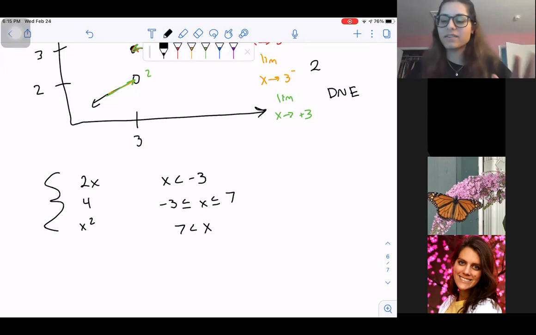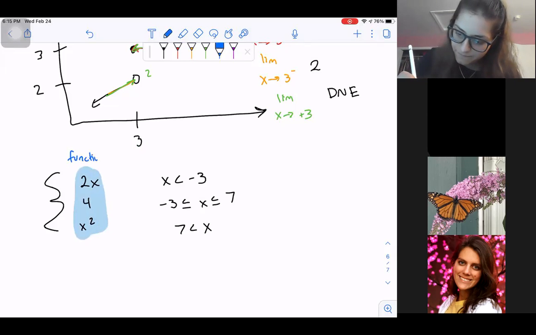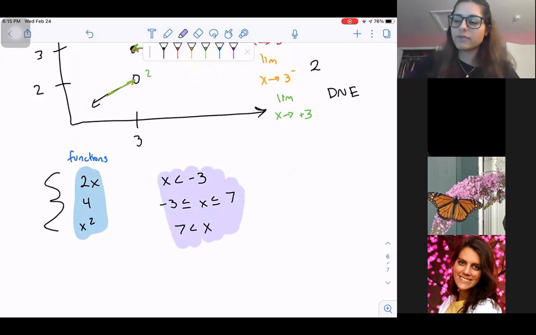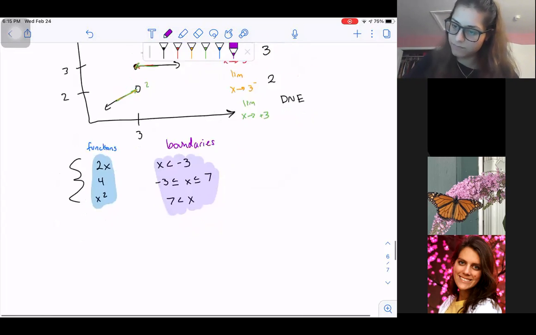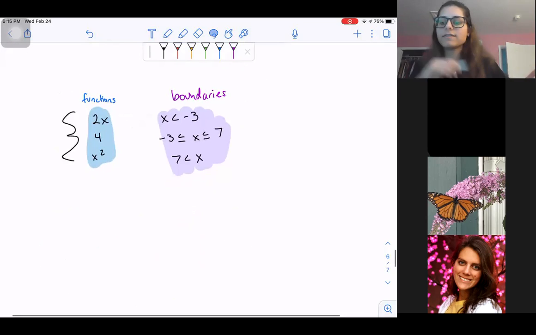Okay, so an important distinction to make. This right here in the blue, those are our functions. Right here in the purple, these are our boundaries. So the left side is functions, the right side is boundaries. Functions tell us what our graph will look like. Boundaries tell us when our graph will look like that. So we have 3 different functions on the left, and 3 different boundaries associated with those functions.